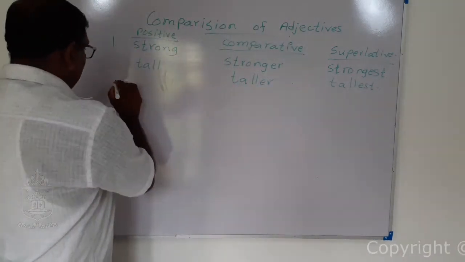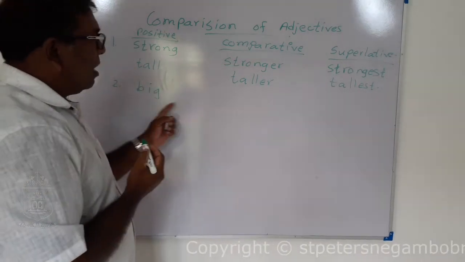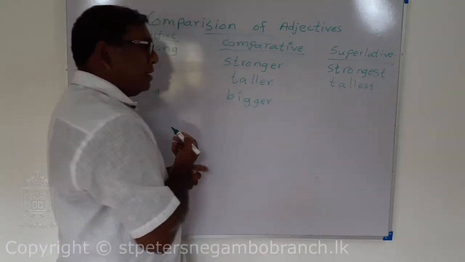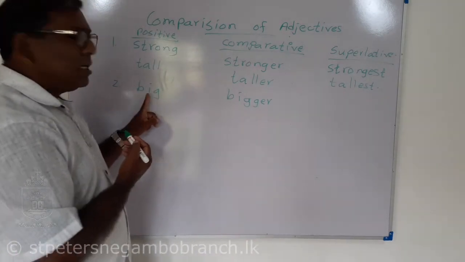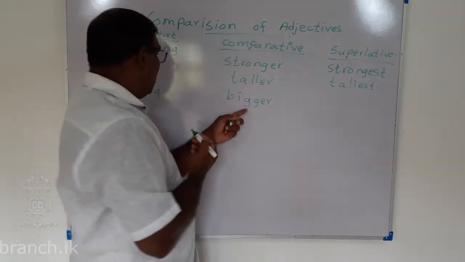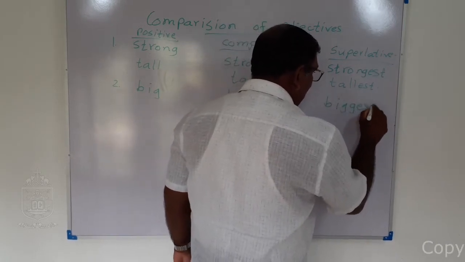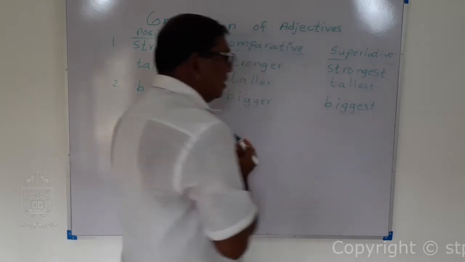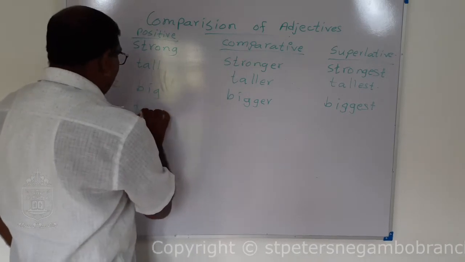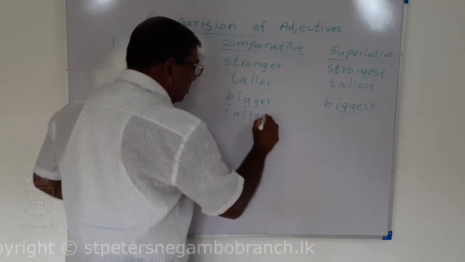Now, the second step, big. This adjective becomes like this, B-I-G-G-E-R. Why is this? Because before the last letter there is a vowel. Because of that, for the comparative, we have to double the last letter, bigger. So, as it is, for the superlative also we have to double the last letter: big, bigger, biggest. Another example, fat. It's also the same: fat, fatter, fattest.